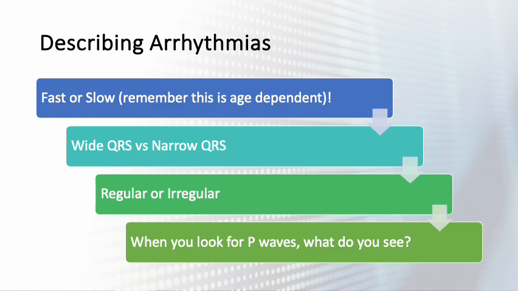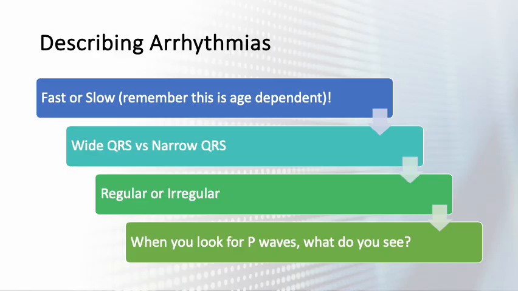And so when I think about describing arrhythmias, I think about 4 major facets. Is it fast or slow, knowing that this is age dependent? Is it wide or narrow? And when we talk about wide or narrow, we're talking about what does the QRS morphology look like? Is it regular or irregular? Meaning, is the QRS coming at a very regular interval, or is it coming at an irregular interval?